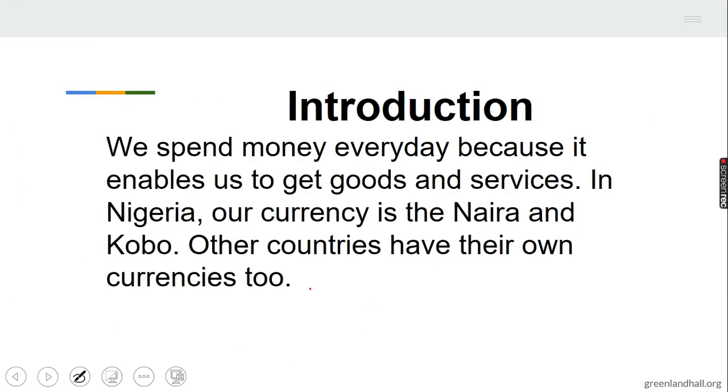Okay, we come to the introduction. As you all know, we spend money every day, because it enables us to get goods and services. And in Nigeria, our currency is the naira and kobo. Other countries have their own currencies too.